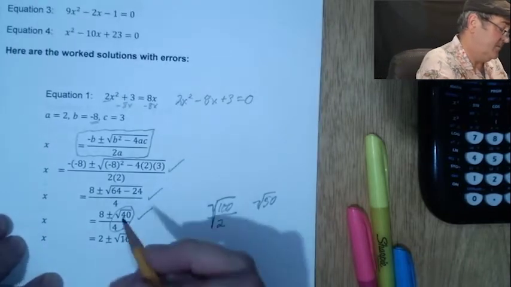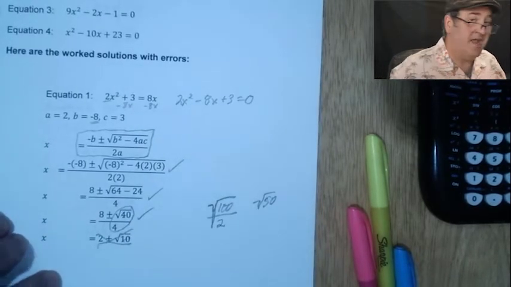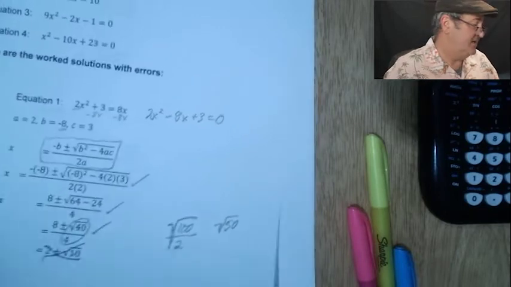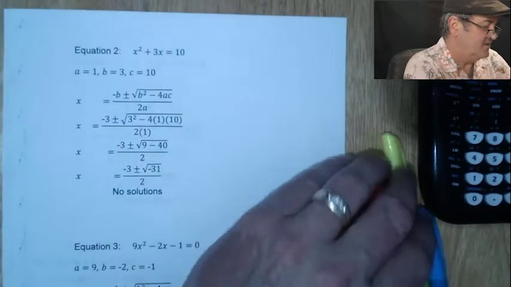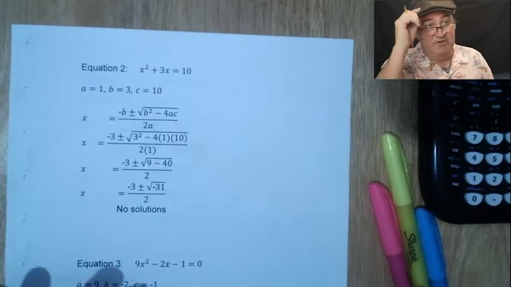So there's a wrong answer right there, because they did something illegal operation. Cannot do that. All right, let's try another one. Let's look at equation number 2. Here was the second equation.